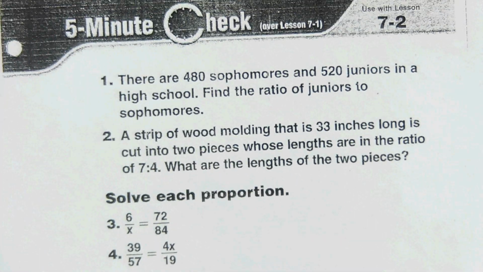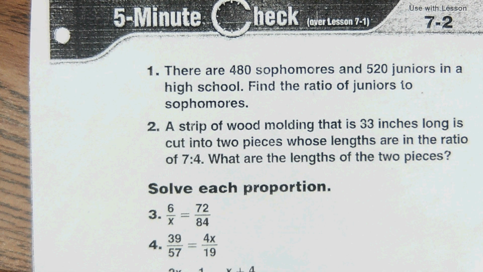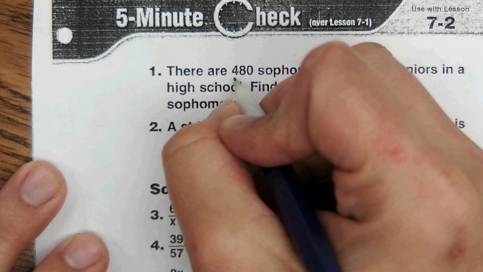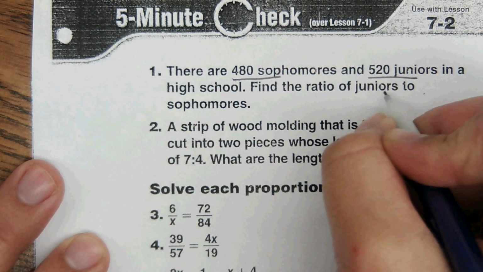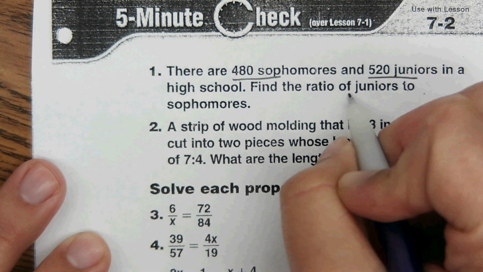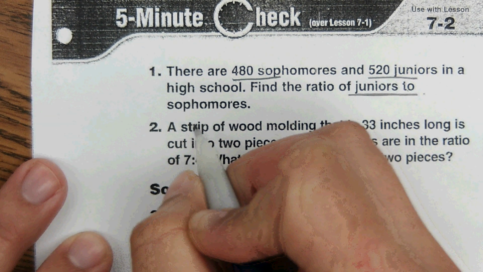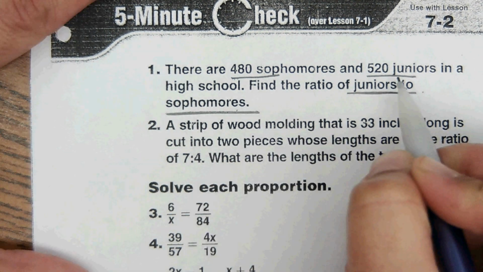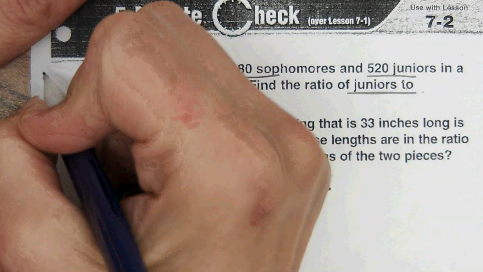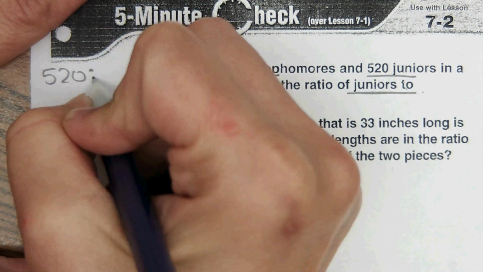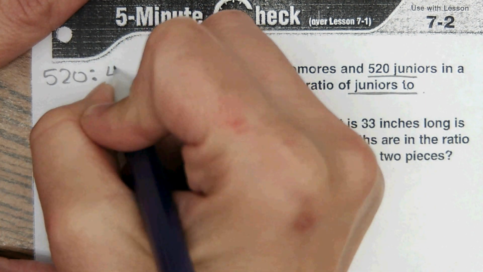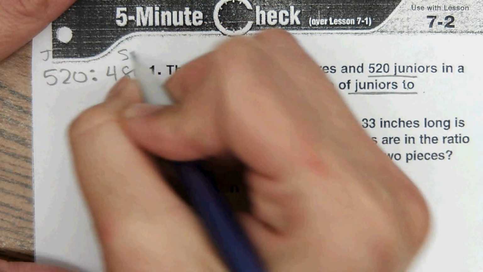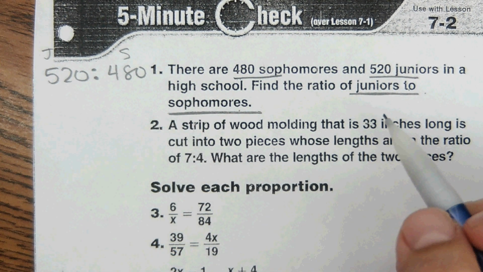So this worksheet goes through a couple different scenarios with ratios. Number 1 says there are 480 sophomores and 520 juniors in high school. Find the ratio of juniors to sophomores. This statement right here is important. This is the order they want you to put the numbers in, juniors to sophomores. So with my ratio, I'm going to put the juniors first, 520 to 480 sophomores.